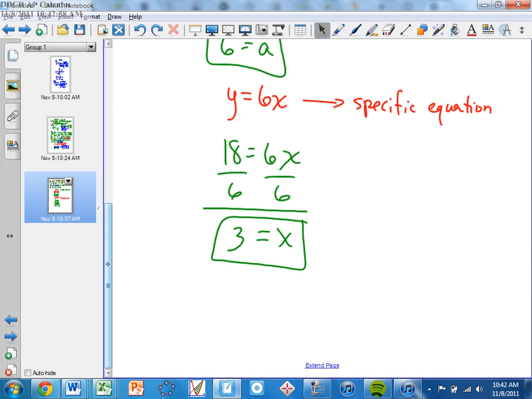Let's review this process. First, we have a general equation coming out. That is y equals ax, because it said it was directly related. Next, we are given a scenario. That scenario is the 4 and the 24. From that scenario, we are able to deduce the value of the constant of proportionality. We can figure out the value of a. From the value of a, we now create our specific equation. From the specific equation, we can plug in the 18 for y and solve for the value of x.